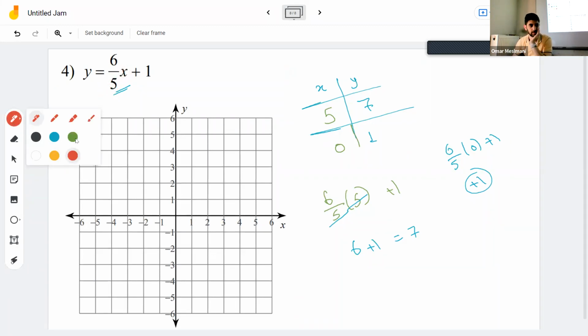Okay, yeah. All right. So 5 and 7, 5 on x, 7 on y. So 5 and 7, I will mark this point, and 0 and 1 is this point, right? Now try to draw a line between them.